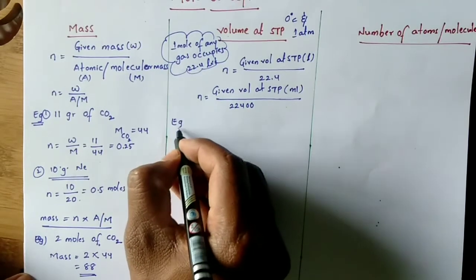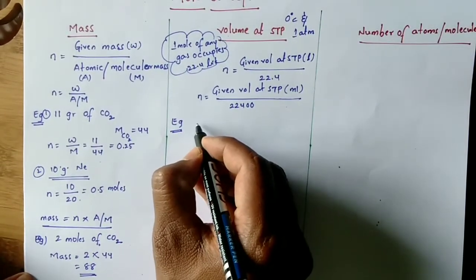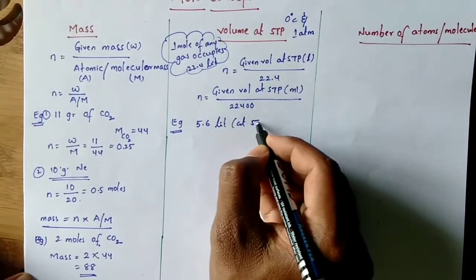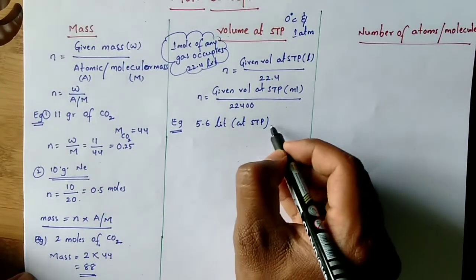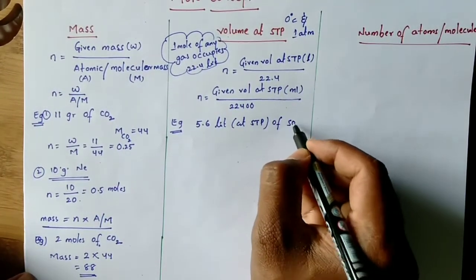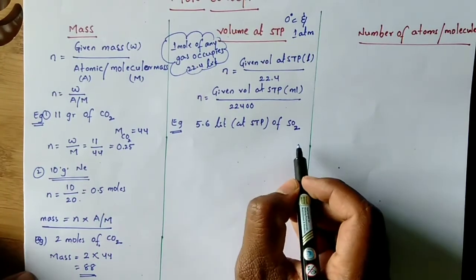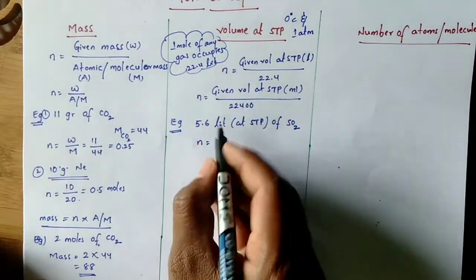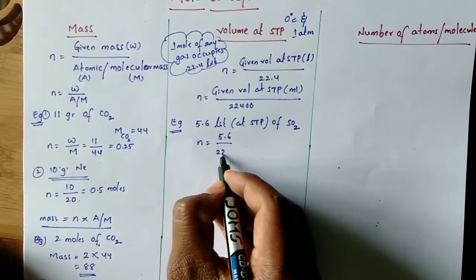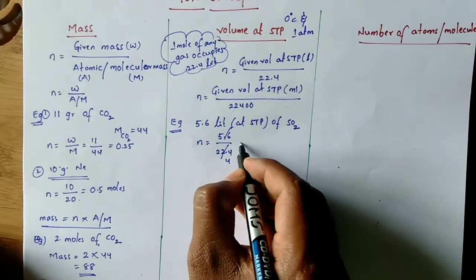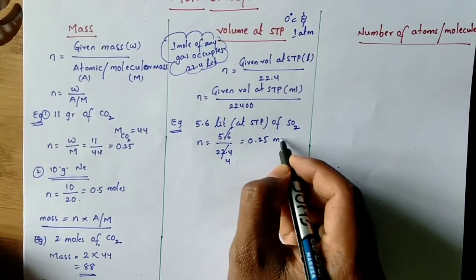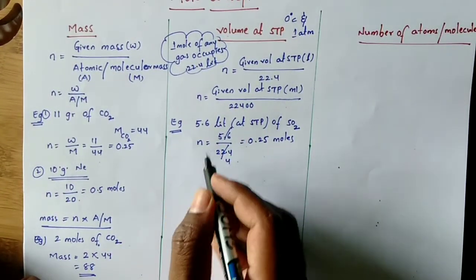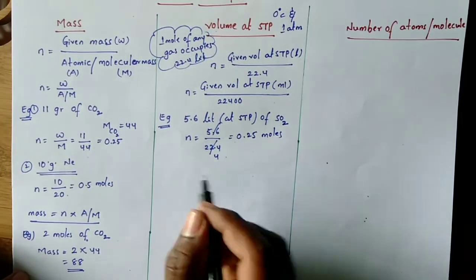Let us see some examples. Here, 5.6 liters at STP, so make sure it is at STP, of sulfur dioxide. Here there is no need for molecular weight; whatever the gas is, you just consider the volume. So number of moles equals given volume 5.6 by 22.4, that is 1 by 4, which is 0.25 moles.